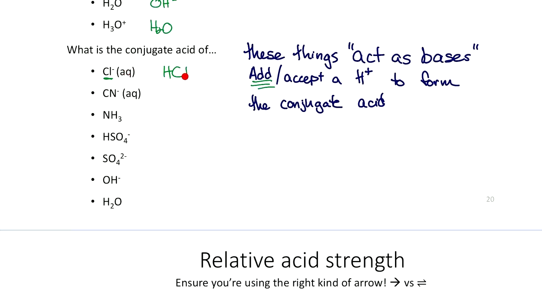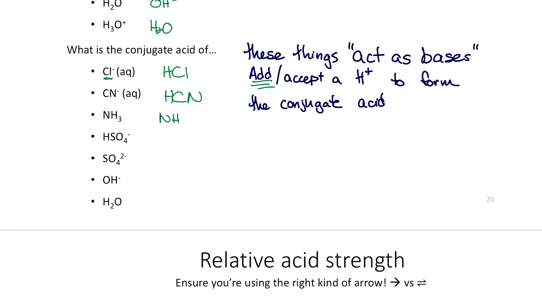HCl, is HCl an acid? Yes, it is. So that makes sense why it would be called its conjugate acid, because HCl is an acid. All right, HCN. It's HCN. Add an H+ to CN-, we get HCN. So we're basically undoing what we just did. Okay, ammonia is a base. The conjugate acid of this base, we add an H+, and what do we get?